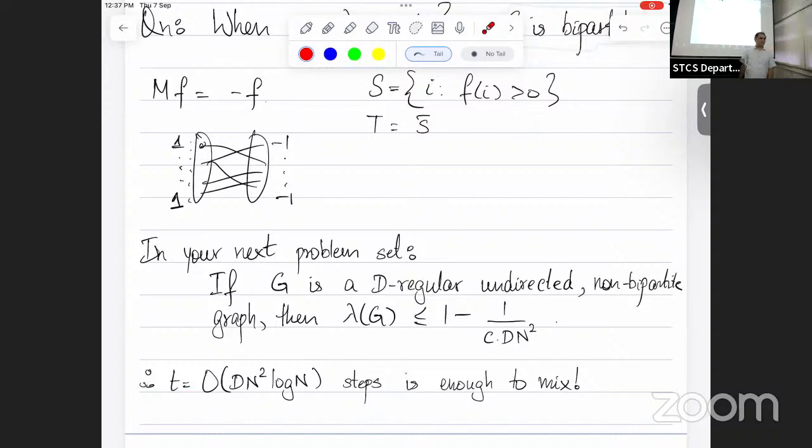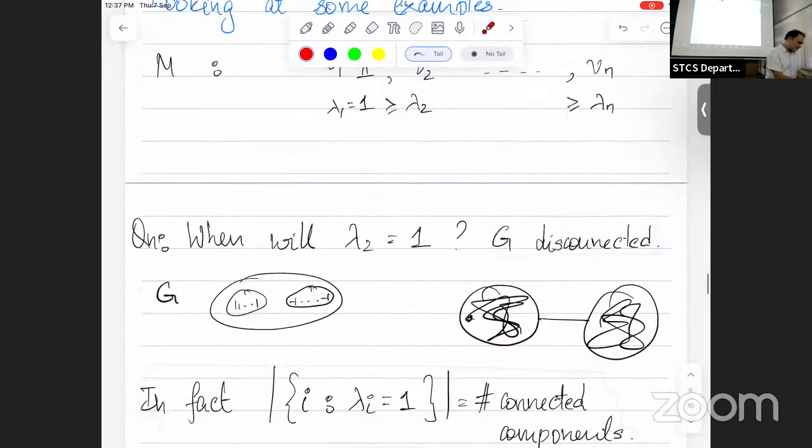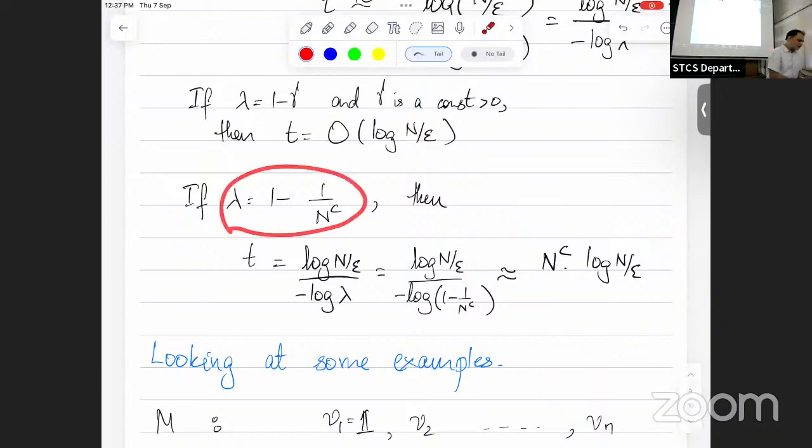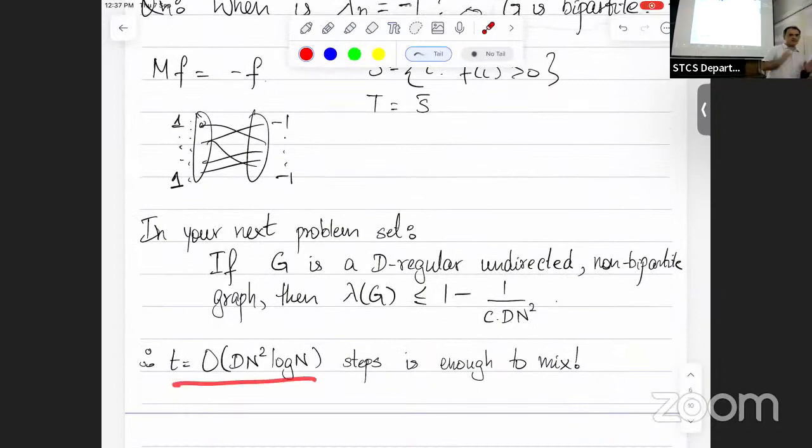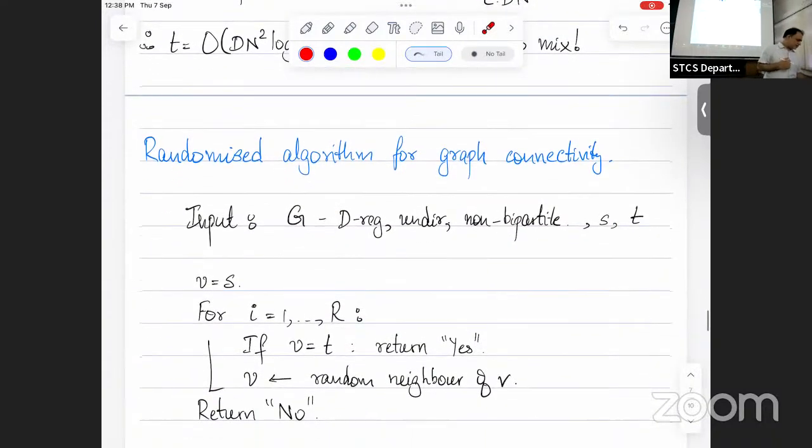So is this statement the starting point for the random walk? Yeah, this gap. Exactly. This is the starting point. In fact, the starting point is the algorithm that we mentioned. If you go back to what we had seen earlier, if your lambda looks like 1 minus 1 over n to the c, we said that the mixing time is something like n to the c, if you ignore logs. And now this says that if I run for something like dn squared steps, again ignoring logs, that is enough for the random walk to mix.